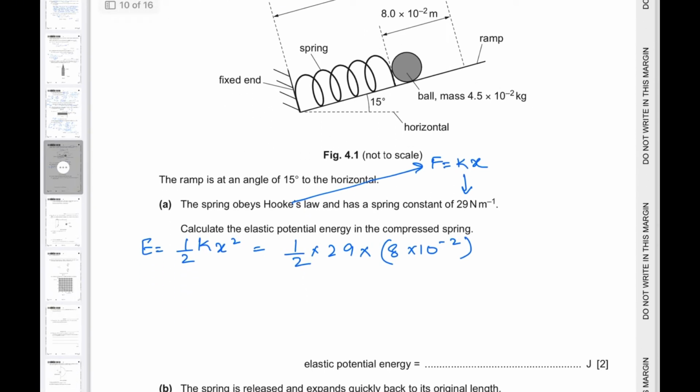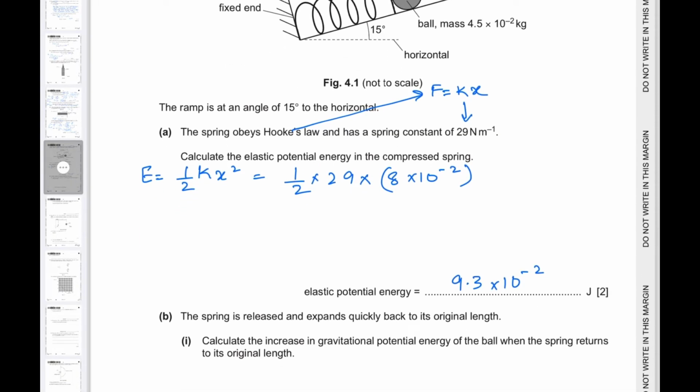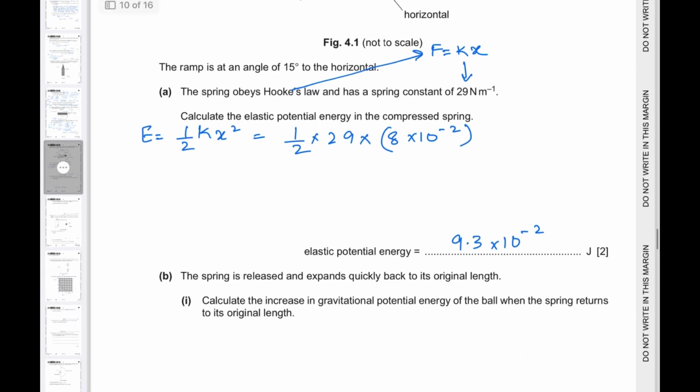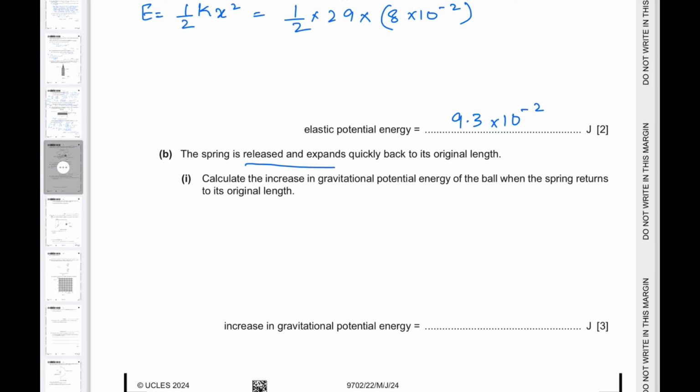Both of these values can be used for calculation purposes, and that is equal to 9.3 times 10 raised to negative 2 joules. This is the elastic potential energy that's stored in the compressed spring. The spring is released and expands quickly back to its original length. So when the spring is released, it will lose the elastic potential energy that was originally stored in it.